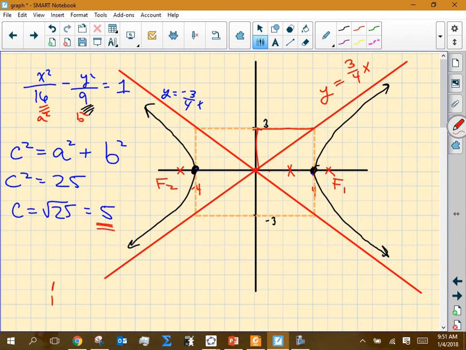Does it matter there which one is which? And this is another reason why I don't care which denominator is a squared and which denominator is b squared, because does it matter whether I add those as a squared plus b squared or b squared plus a squared? No. It doesn't matter because addition is commutative. So there's no reason to know or care which one's which.